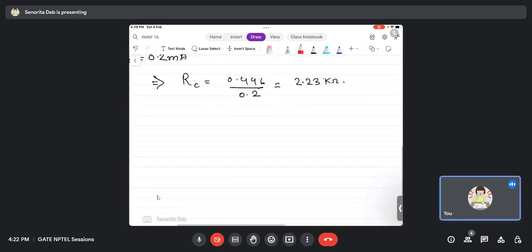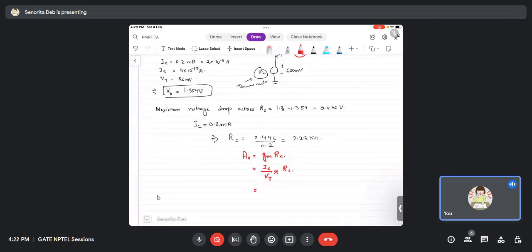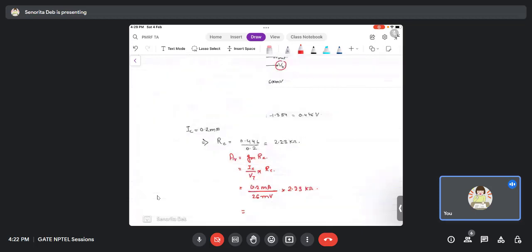Now since you have RC, you can simply find AV, which is gm times RC, and gm is IC by VT. So please put in the values and check what AV you are getting. IC is 0.2 milliampere, VT is 26 millivolts, and RC we got as 2.23 kilo ohms. Please take care of the units when you are solving. If you solve this, you will get 17.2.